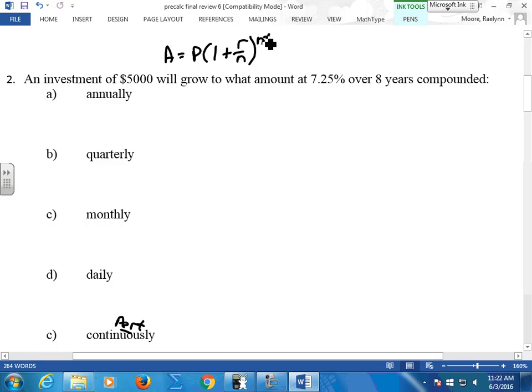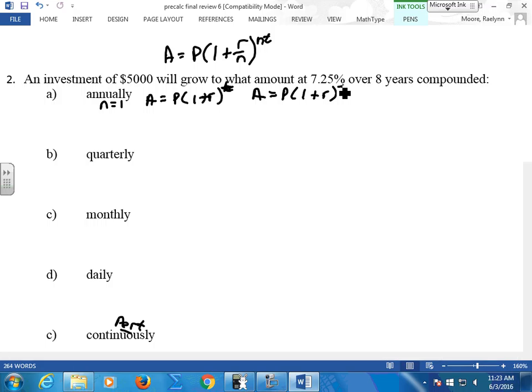Now, annually, N is how many times you compound interest. So annually is once a year, 1. N is 1. So technically it kind of gets rid of your fraction. So you just look like this, basically. It looks like that. So if you want to take a shortcut, you can do that.